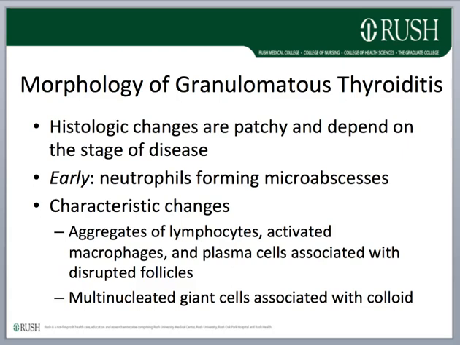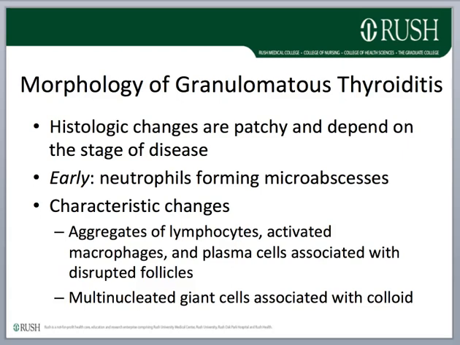Histologically, the changes are patchy and depend upon the stage of the disease. Different histologic stages can sometimes be found in the same gland, which suggests that there are waves of destruction that occur over a period of time. In contrast to other forms of autoimmune thyroiditis, this presents more acutely, usually over a matter of weeks or a month or so, rather than over the course of many months.